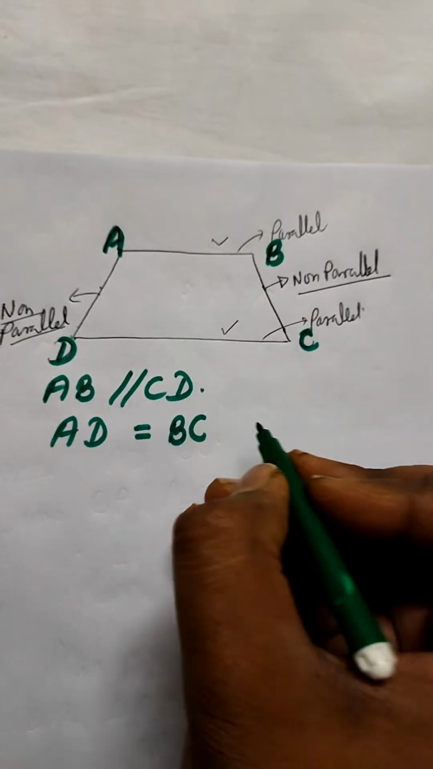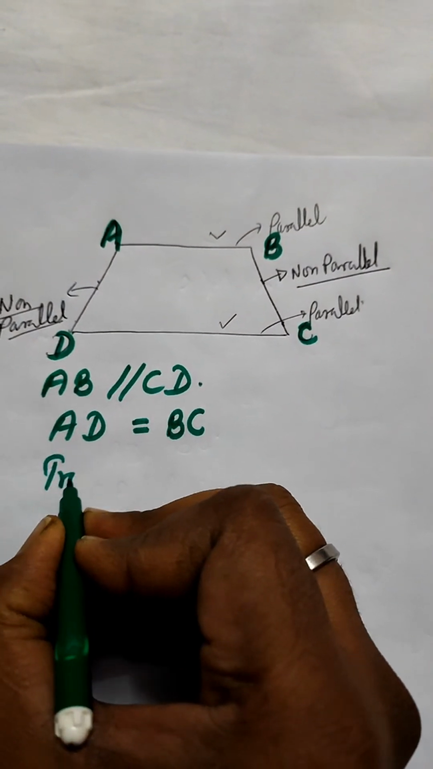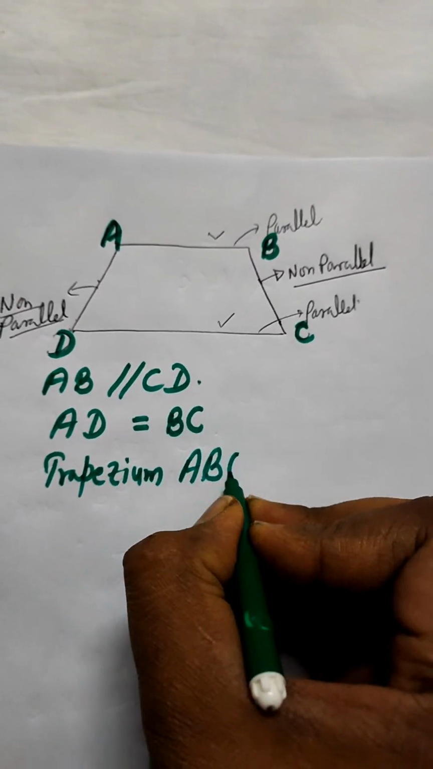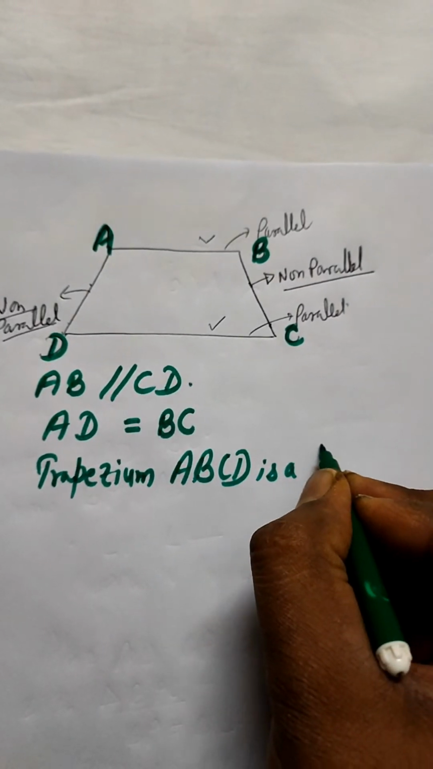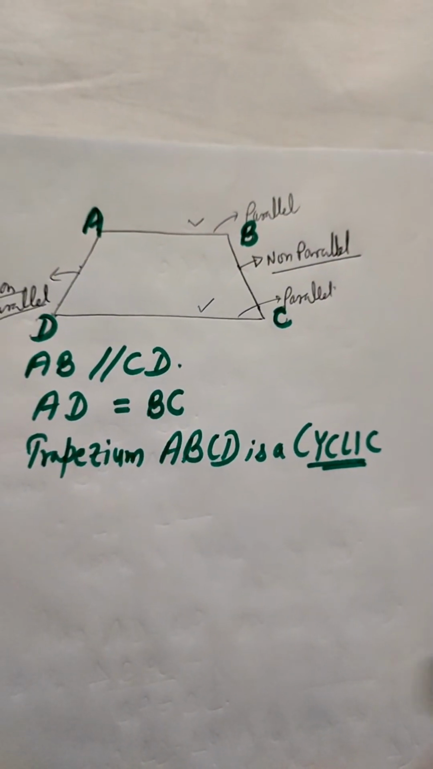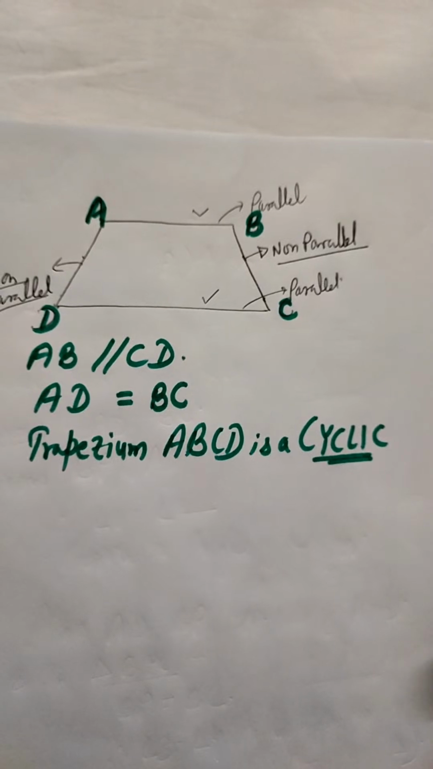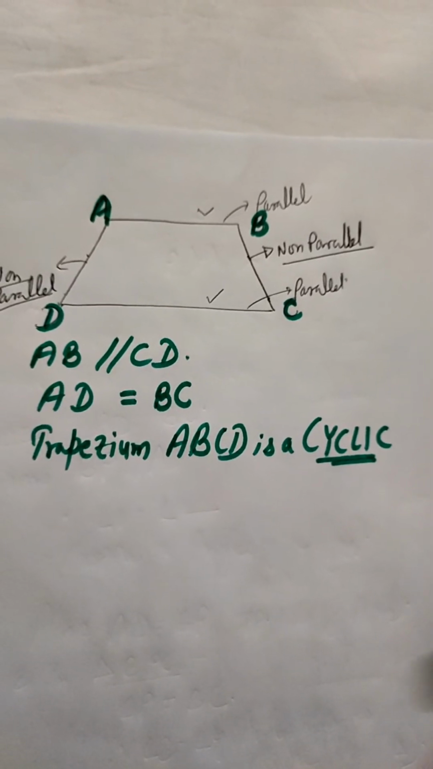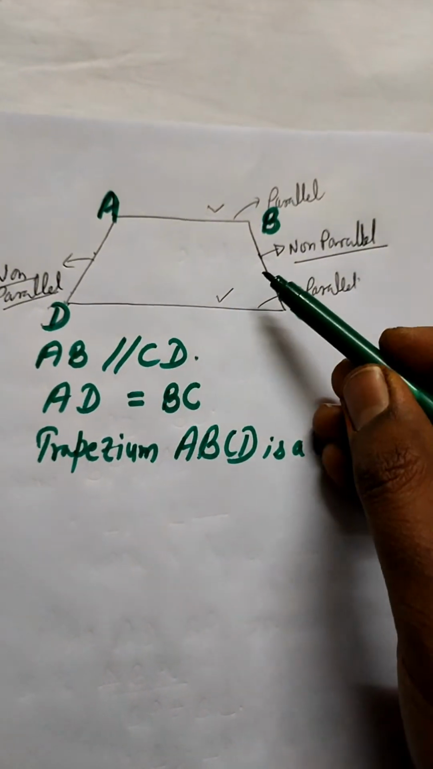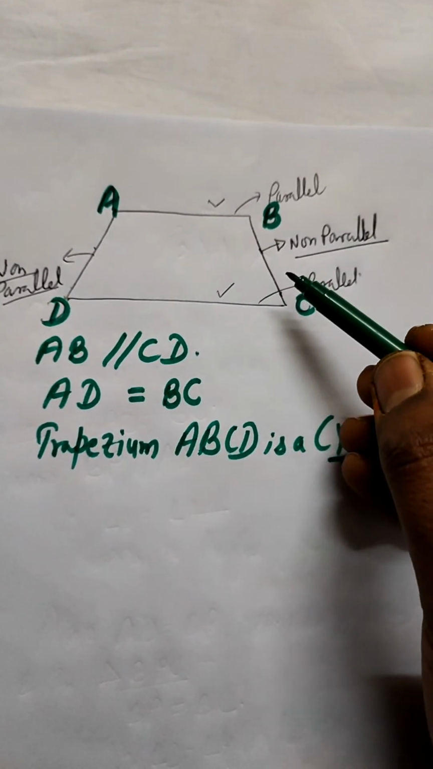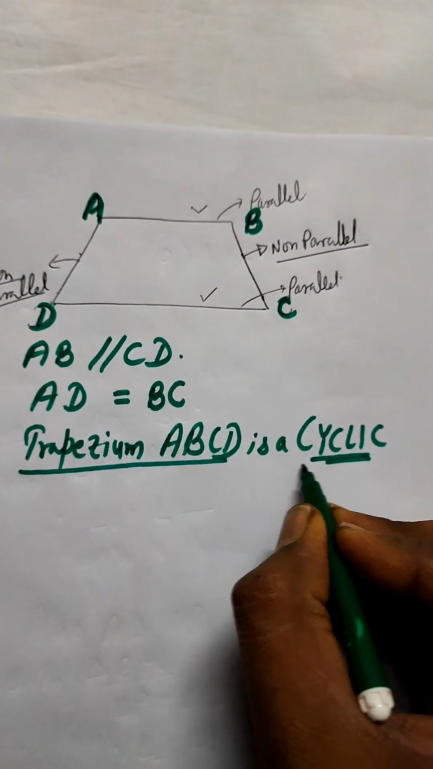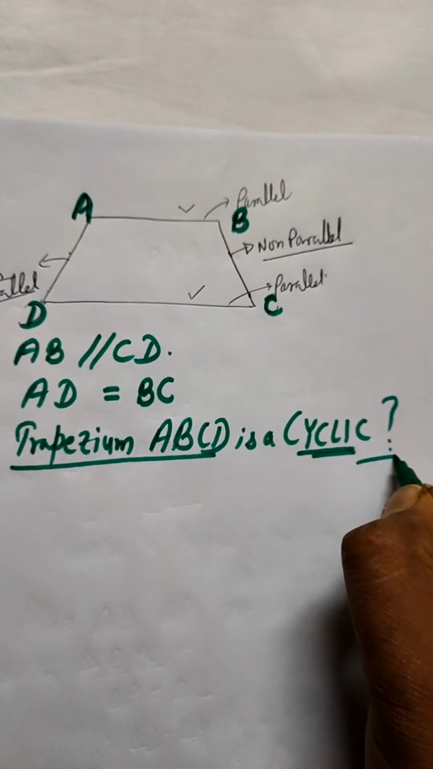So we need to prove that the trapezium ABCD is cyclic. You know what is cyclic? A cyclic quadrilateral is that quadrilateral which has the opposite angle sum as 180 degrees. So here in this trapezium we will prove the same, right? So the criteria is that the trapezium ABCD is cyclic. We need to prove this.